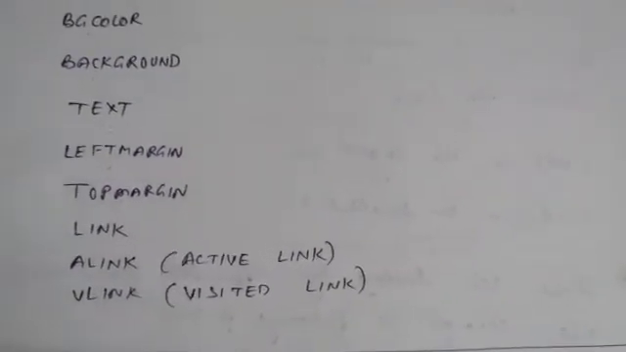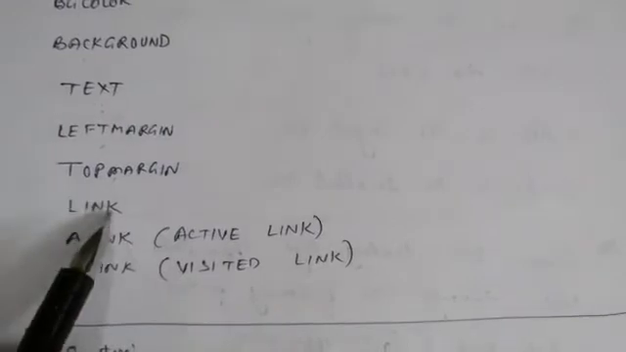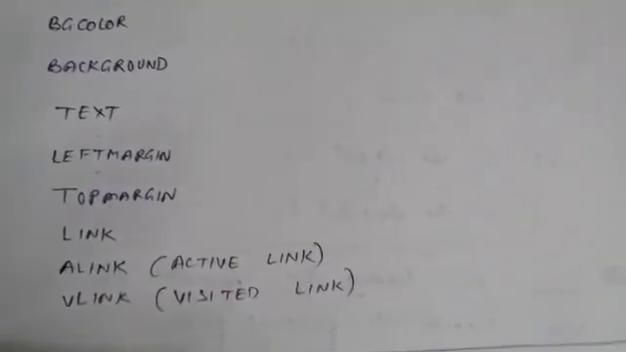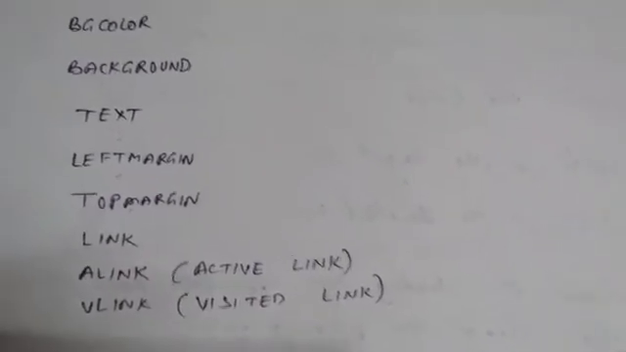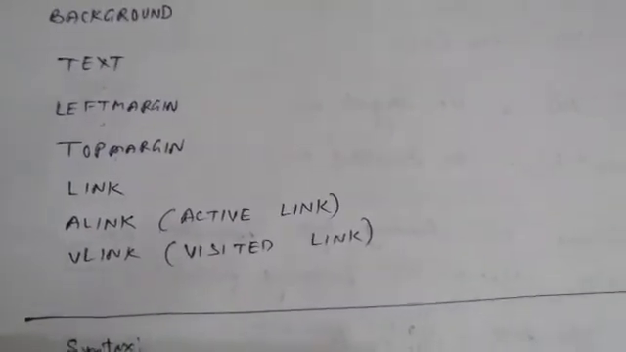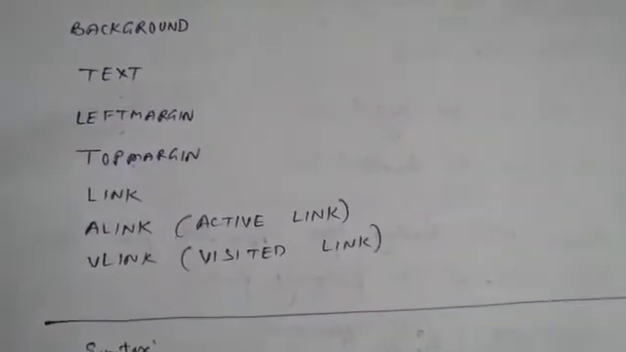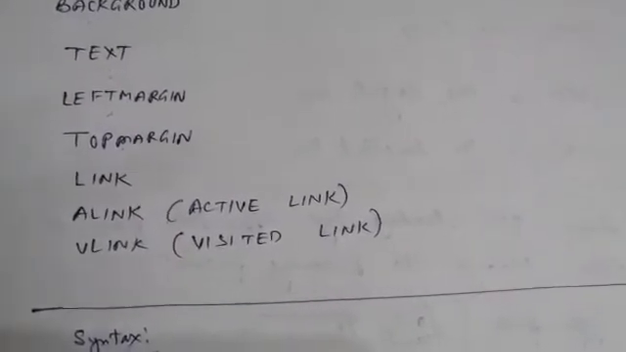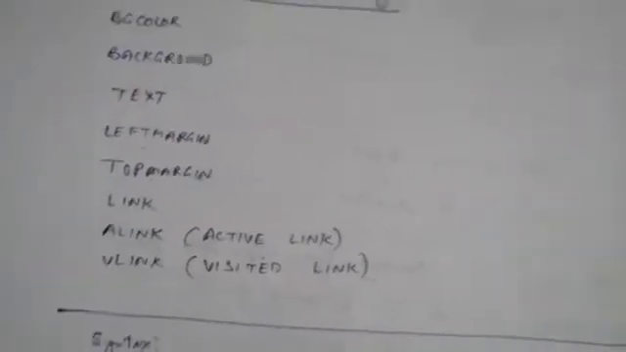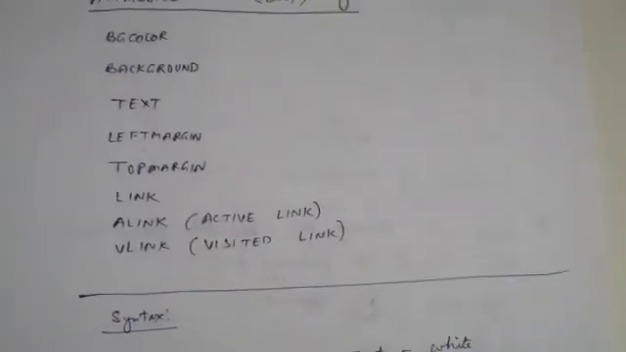vlink is visited link. That means after you visit the link once, it shows you in some other color. That is the visited link color. Here the visited link color is purple by default. Link color is blue and visited link color is purple by default. You can change the visited link color also. It is supported by some browsers, and some browsers do not support it, so it depends on which browser we are using.